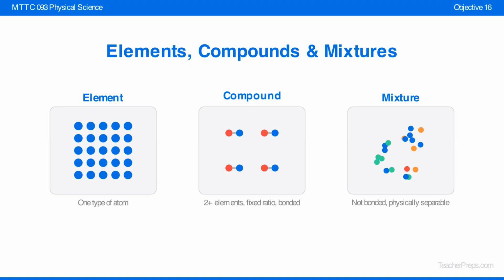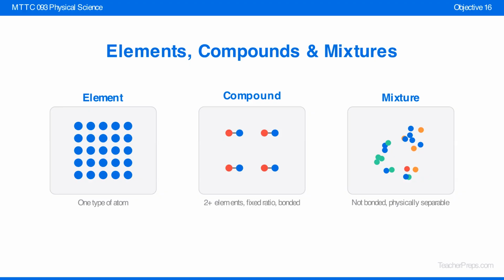There are two types of mixtures. Homogeneous mixtures, also called solutions, have a uniform composition throughout. Salt water, air, and brass are homogeneous mixtures. Heterogeneous mixtures are not uniform. Trail mix, salad, and oil and vinegar are heterogeneous.